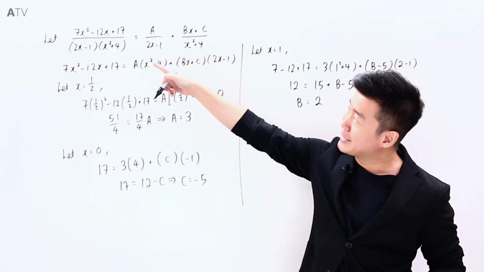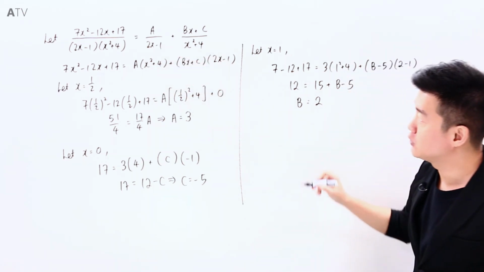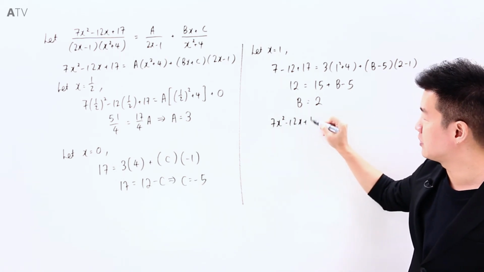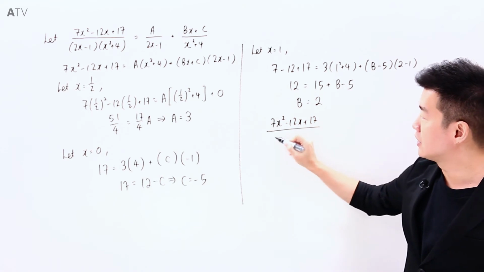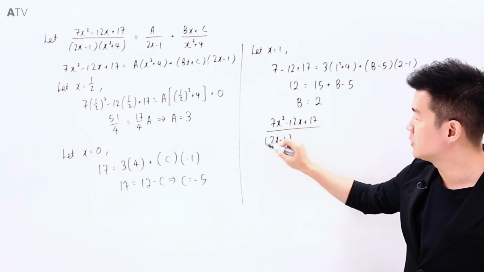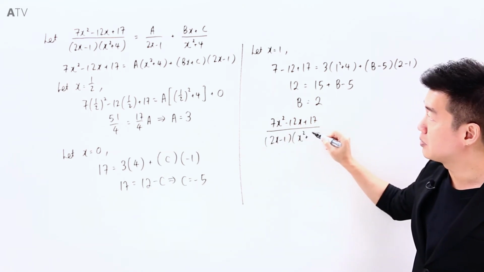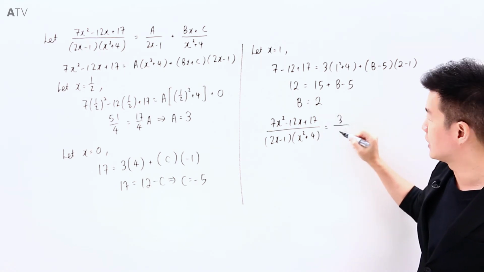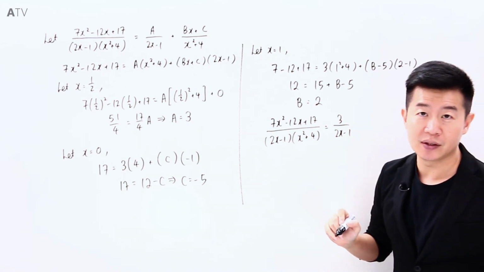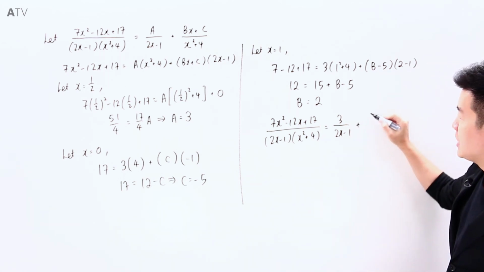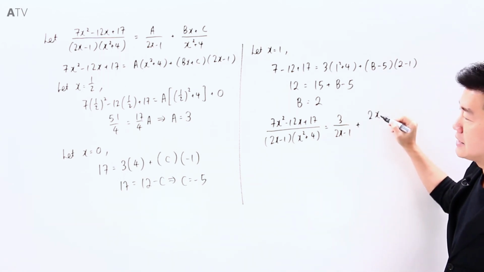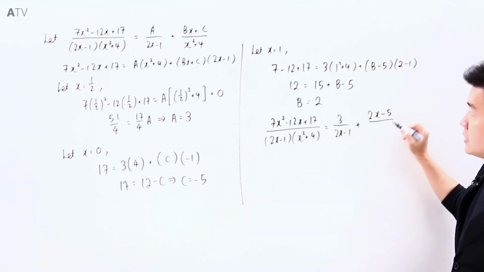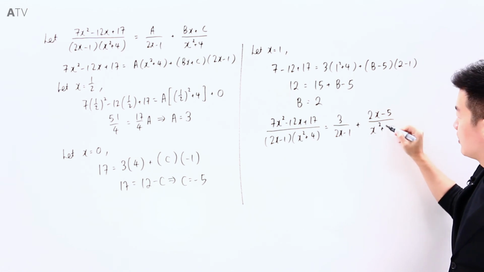Now we know how to re-express this into its partial fraction, which is 7x squared minus 12x plus 17 divided by 2x minus 1 and then x squared plus 4. This will be A, which is 3, divided by 2x minus 1. Then plus B, which is 2x, C, which is negative 5. So minus 5 divided by x squared plus 4.